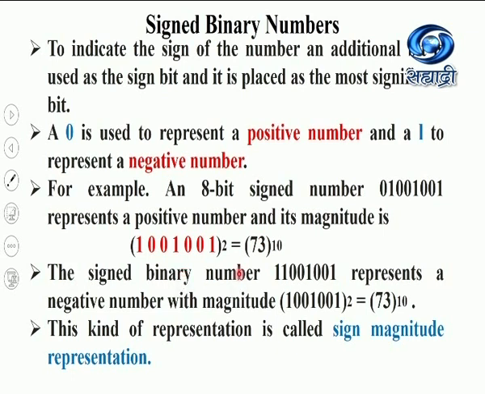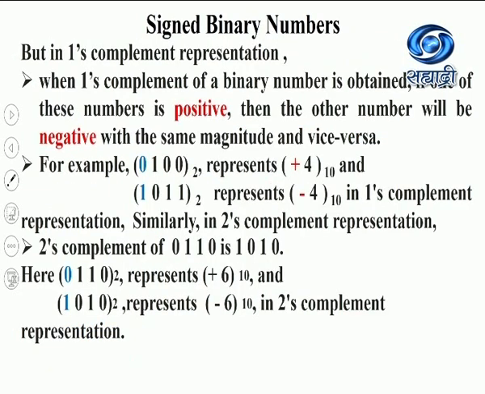The signed binary number 11001001 represents a negative number with the magnitude 1001001, and that corresponds to the decimal number 73. This kind of representation is called a signed magnitude representation. But in 1's complement representation, when the 1's complement of a binary number is obtained, if one of these numbers is positive, then the other number will be negative with the same magnitude and vice versa.